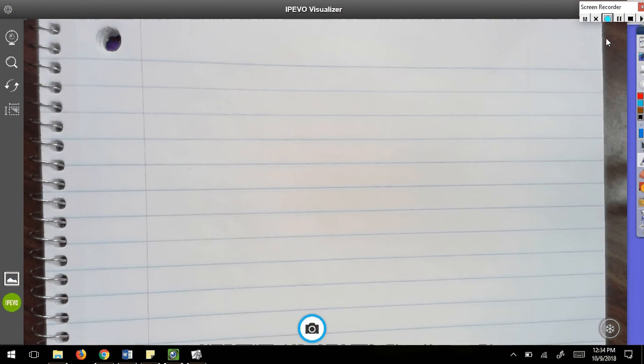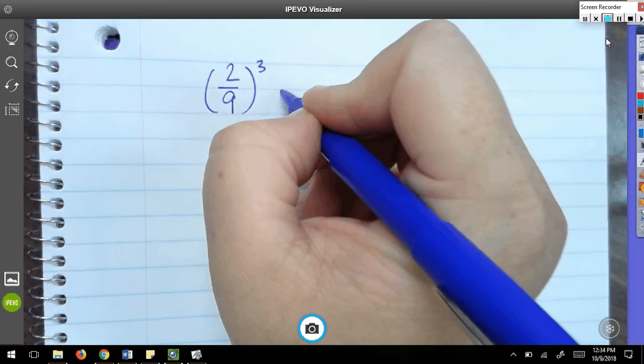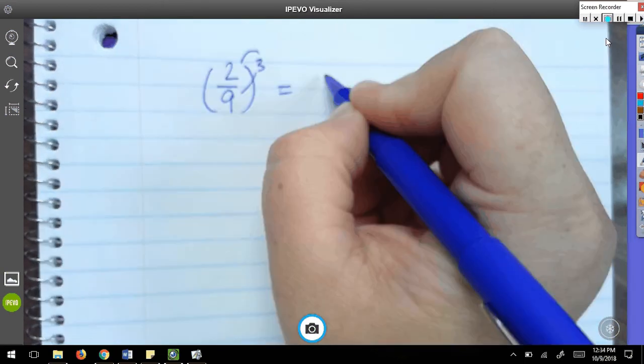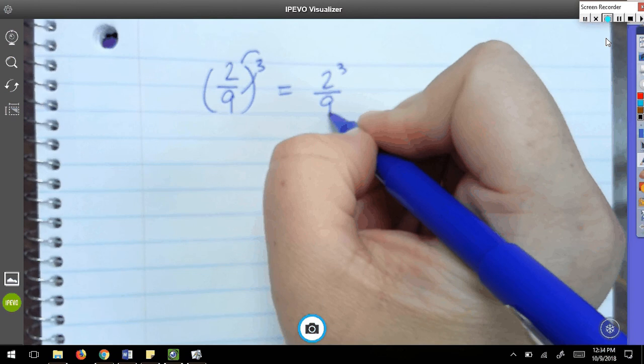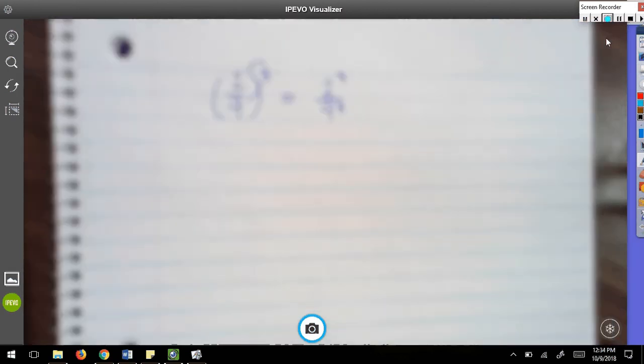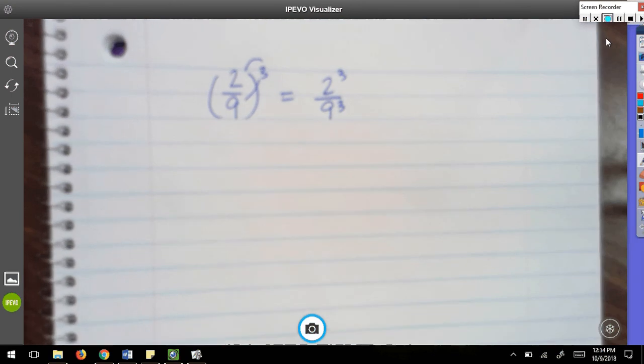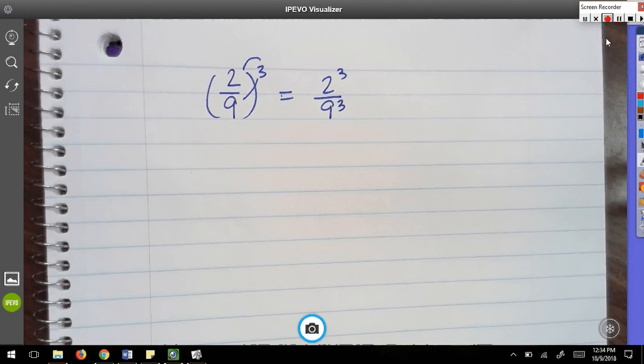I want to take just a second to talk to you about if the base is not a variable but is a number. All the same properties still apply. So if I have 2 over 9 to the 3rd power, it still distributes through just like it would if it was a variable. Okay, and all the same properties. You can expand that if you want. 2 to the 3rd is 8, 9 to the 3rd is 729, but you can leave it just like that. It really is just fine the way it is.